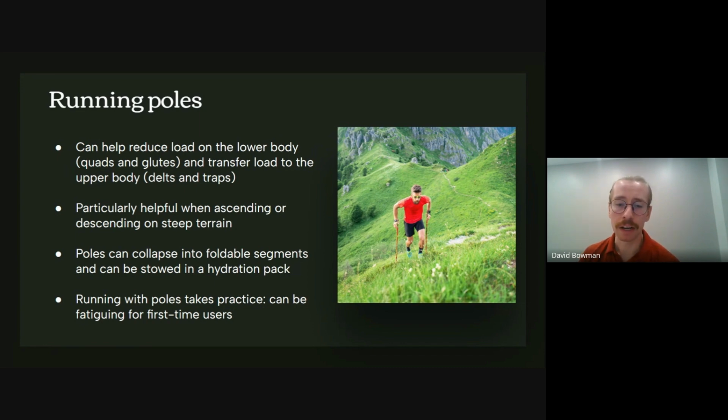That means that we can take them and toss them into our hydration pack for storage. A couple of drawbacks to poles are that they are fairly expensive and usually not necessary for beginners. I would also say that running with poles for the first time takes a lot of practice, and it can be very fatiguing. Anecdotally, I have seen people have their trail run or trail race completely ruined because their upper body was so sore from using poles for the first time, and their legs felt completely fine. So again, just a consideration if that was something you were very keen on adding into your roster, that they do take practice.